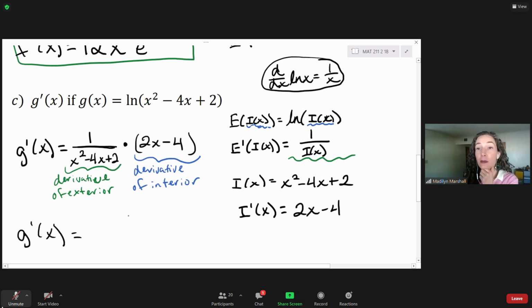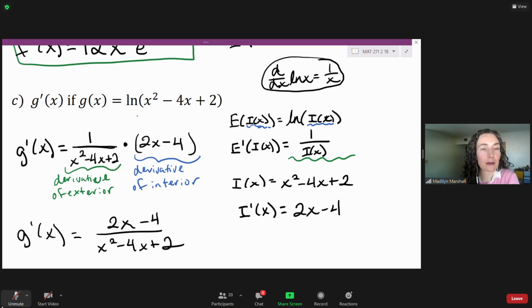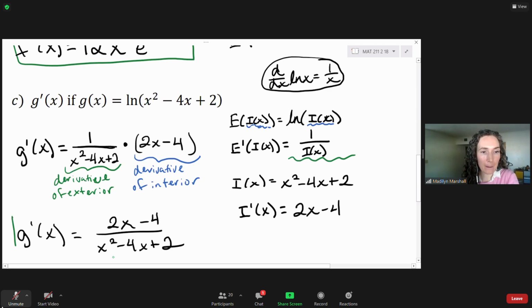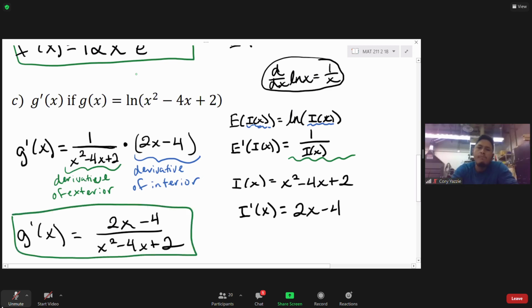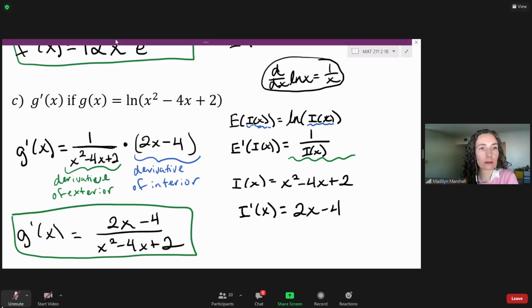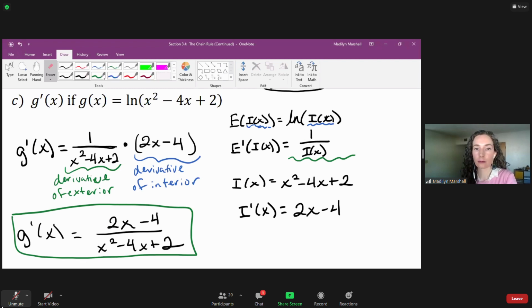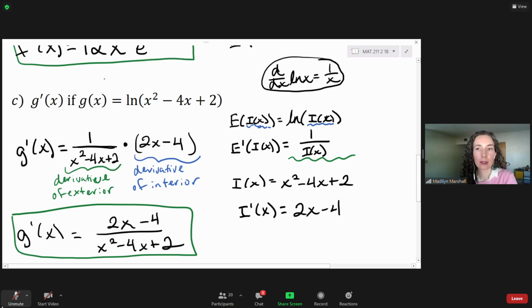But once we have those parts, we should simplify them. So that 2x minus 4 needs to go up in the numerator. And that denominator stays where it is. We're going to do another natural log, I think, yeah.